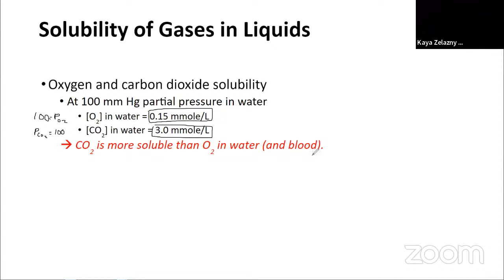So we don't have very much carbon dioxide in the air around us, right? It's only 0.03% of our atmosphere. But because it has a really easy time getting into the blood because it's so soluble in water, this is why we're going to have amounts of oxygen and carbon dioxide in the blood that are on basically the same order of magnitude, because of this huge difference in their solubility.